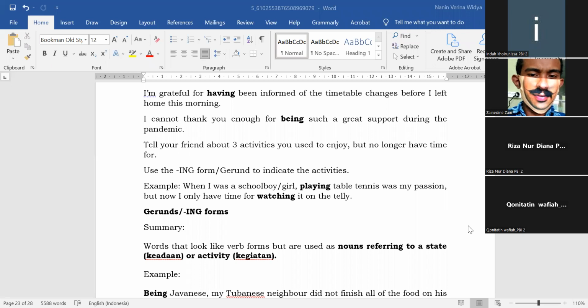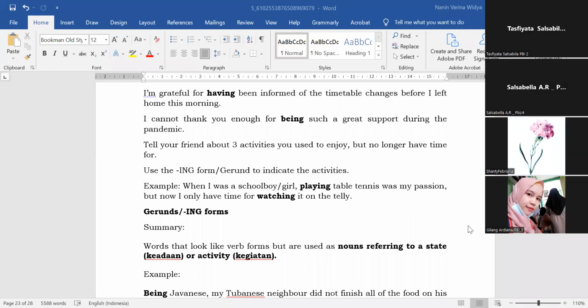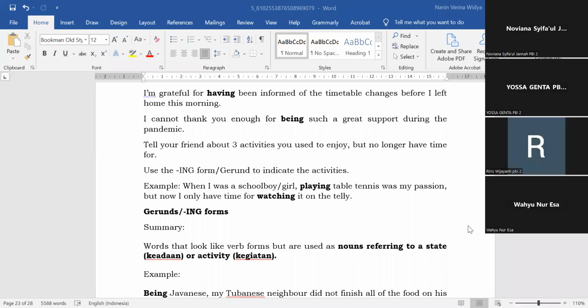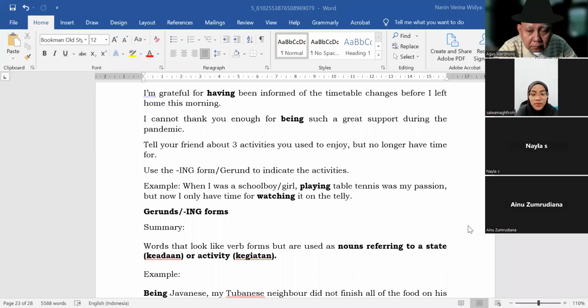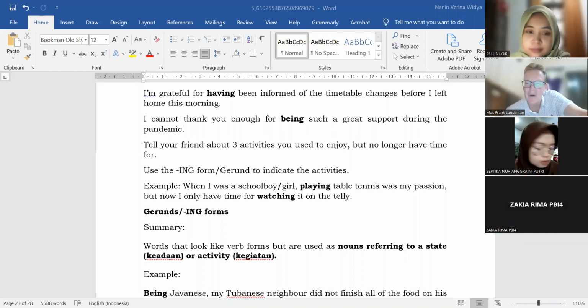So something you used to enjoy doing, but now there's no more time. Simple pattern. Ini pola yang tidak terlalu berat ya. So you look back to your childhood or your school days, and you think of a hobby you used to enjoy doing, but no longer. Tidak lagi. Okay?